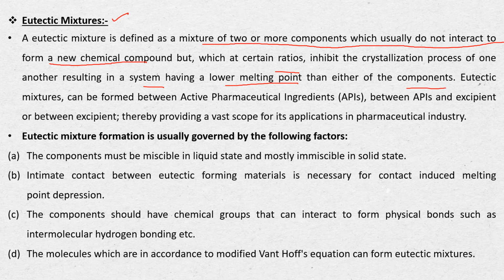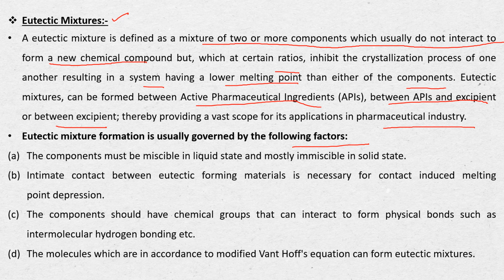Okay. Eutectic mixture can be formed between the API, that is active pharmaceutical ingredient, and an excipient, or between excipients, thereby providing a vast scope of its application in the pharmaceutical industry, right? So eutectic mixture formation is usually governed by the following factors. Okay, so we'll see now what are the factors that govern the eutectic mixture.